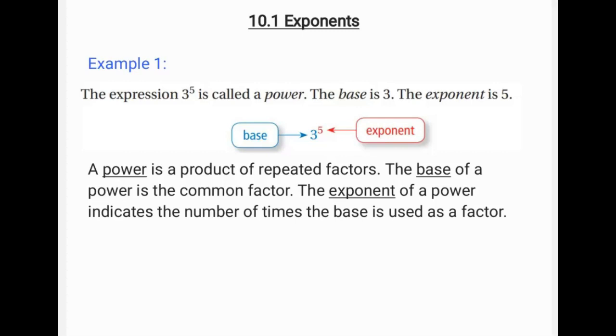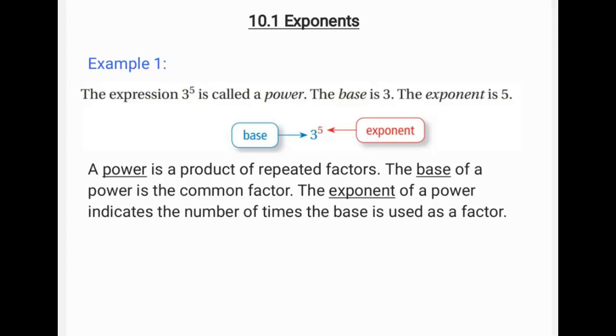This lesson is on 10.1 exponents. Example 1. The expression 3 to the 5 is called a power. The base is 3 and the exponent is 5. A power is a product of repeated factors.